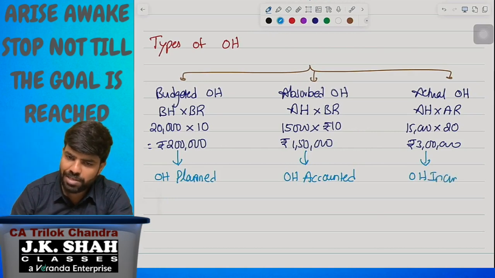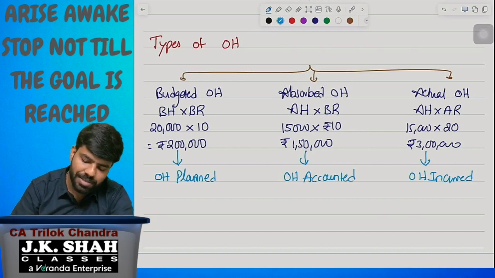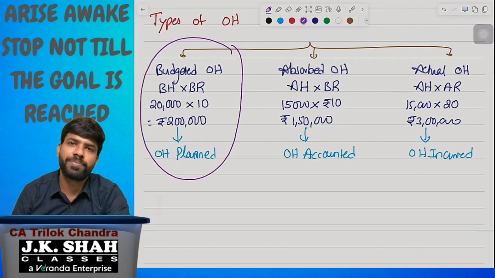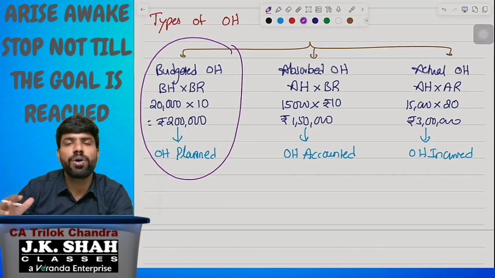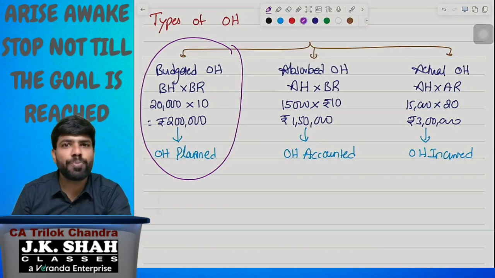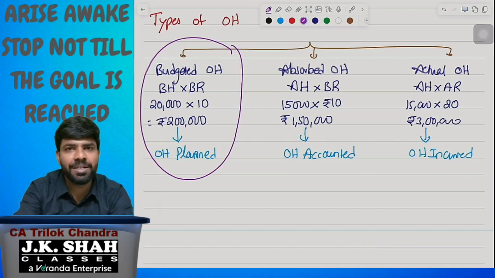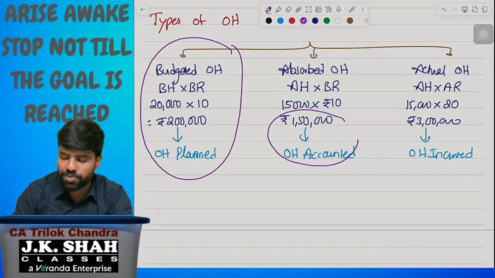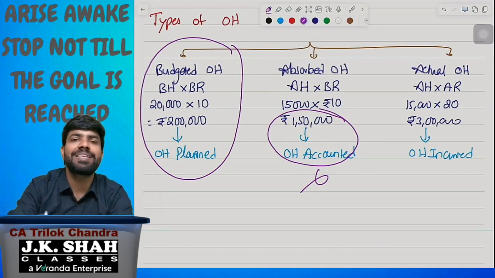3 lakhs is also called the overheads incurred. Okay, now the point is, listen. This is the planned overheads. You forget about that. Now tell me, actually, how much overheads is incurred? 3 lakh rupees. How much needs to be accounted? 3 lakh rupees. Whatever the cost incurred, we need to account in the books. But how much are we accounting throughout the period? 1,50,000, which is absolutely wrong. This mistake happened because of using budgeted rate in place of the actual rate.